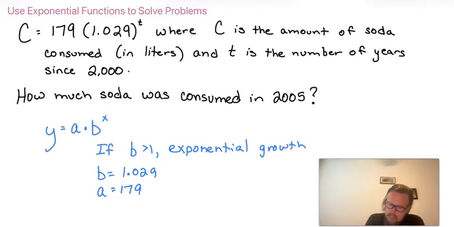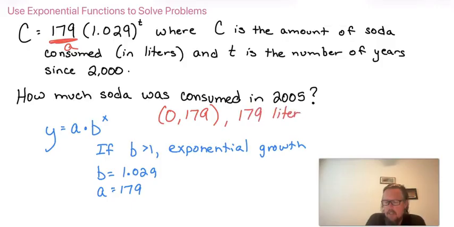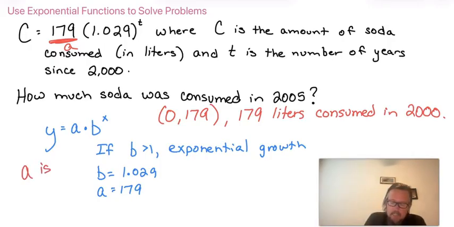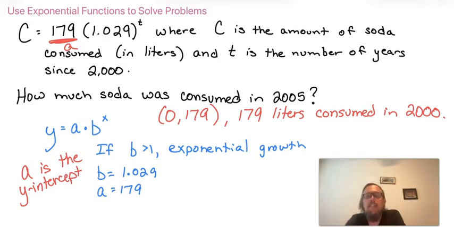So what this means, if my a is 179, 0, 179 is the y-intercept, and it means there were 179 liters consumed in the year 2000. That is true of all exponential functions. A is the y-intercept for all exponential functions. So you don't even really need to graph them to know what the y-intercept is. It's whatever a is. A is the y-intercept.